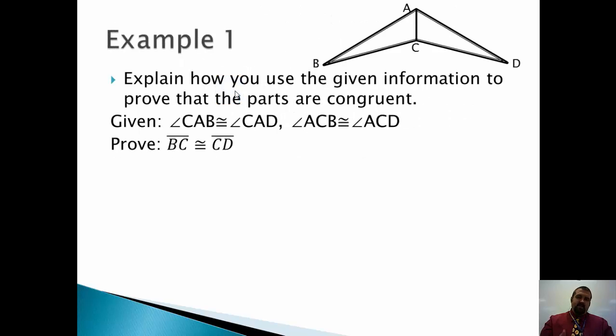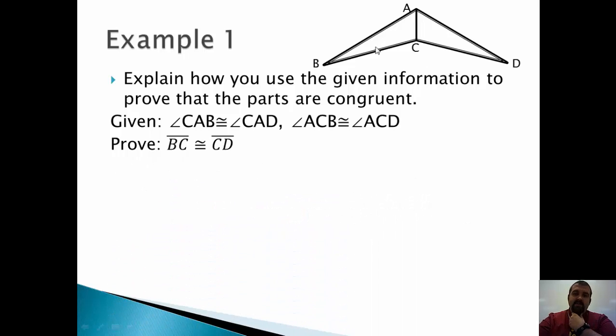So in your book they had a hang glider, and they said, how do we know that this part of the hang glider is congruent to that part of the hang glider? So how do I know that I need to maybe buy this much string for both of them? Well, explain how you will use the given information to prove that the parts are congruent. It just says explain, it doesn't actually say prove.